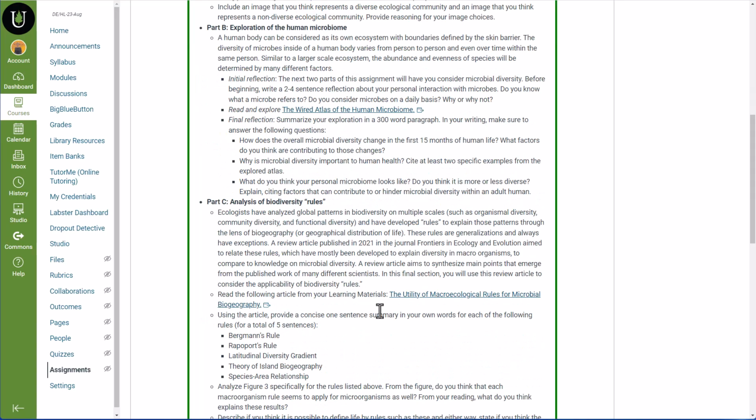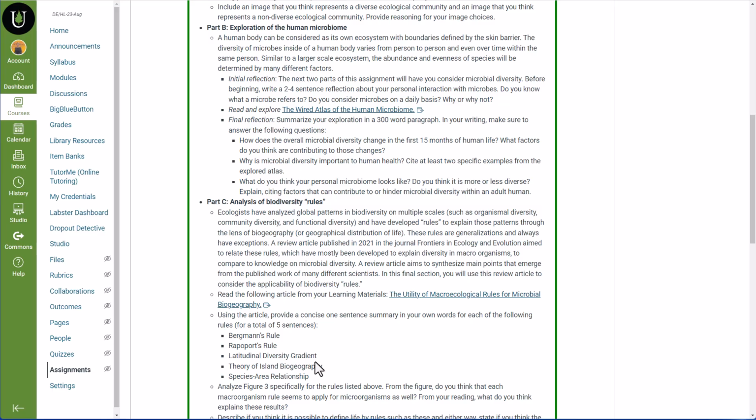Part C of this assignment refers back to this paper that you'll read. The link is here. And the paper will go over some major macroecological trends that we see. So sort of these global patterns in diversity. This has typically been applied to the more macrobiota that we see. And so you'll see that we have these basic rules. Bergmann's rule, Rapoport's latitudinal diversity gradients, the theory of island biogeography, and species area relationships. These are things that have been discussed for quite some time, looking at outside of the realm of the microbiome.